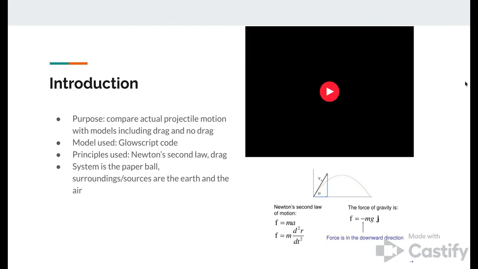So to introduce the lab, the purpose is to compare the actual projectile motion of a paper ball with two models. The models used are GlowScript, and the principles used are Newton's second law and the drag equation. The system is a paper ball and the surroundings or sources are the Earth and the air. Here's the video of the experiment.